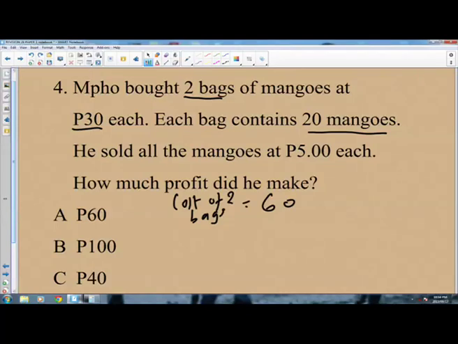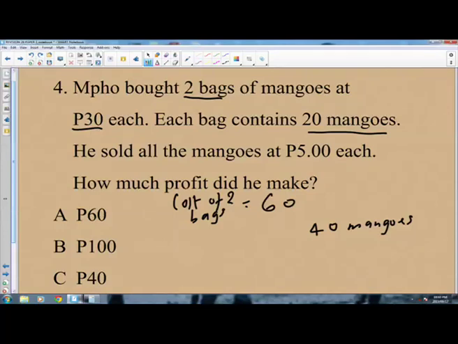Is 60 pula. And then it says each bag contains 20 mangoes. And then if each bag has got 20 mangoes, what about the 2? It means in the 2 bags we will have 40 mangoes, because it's 2 times 20 mangoes, so this will be 40. It's 40 mangoes in all.